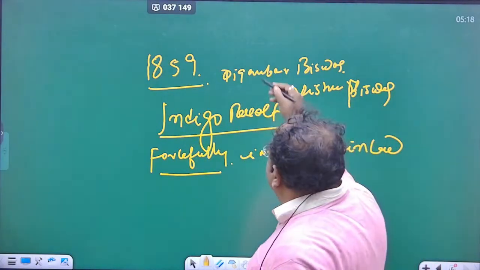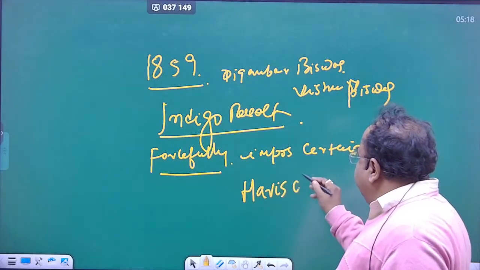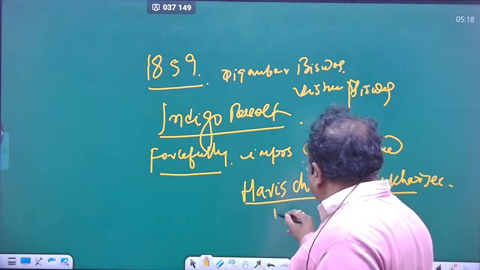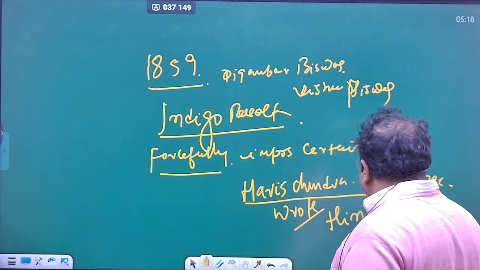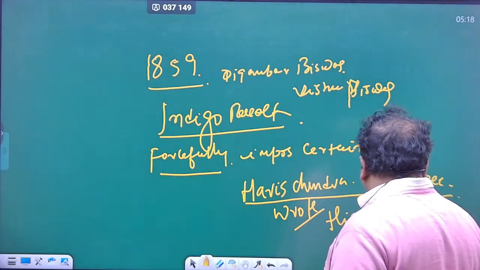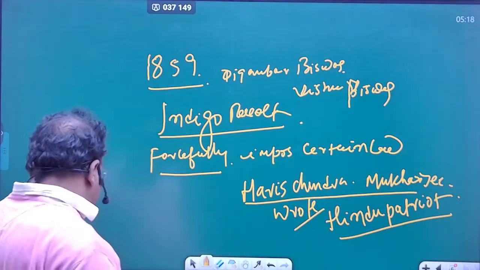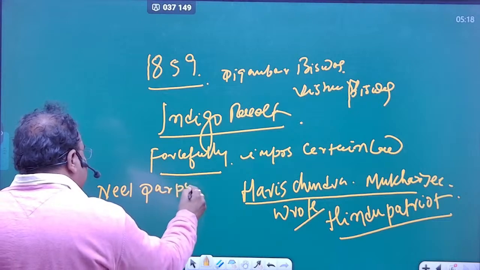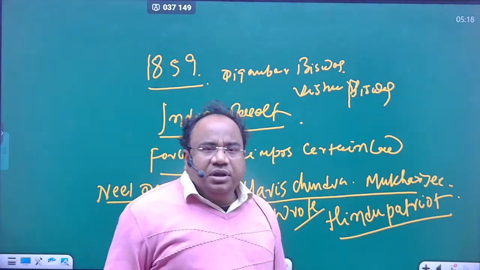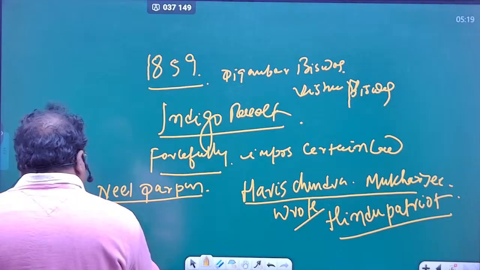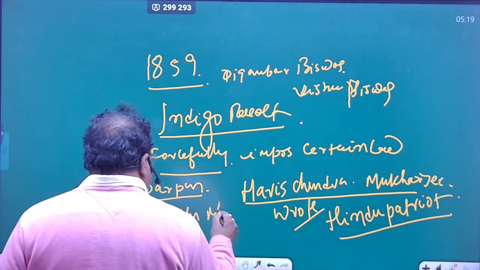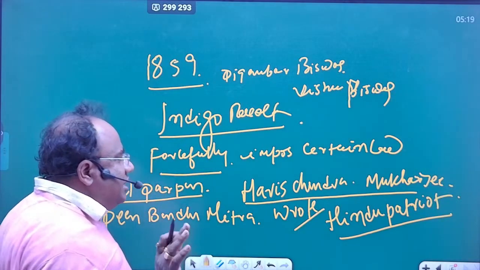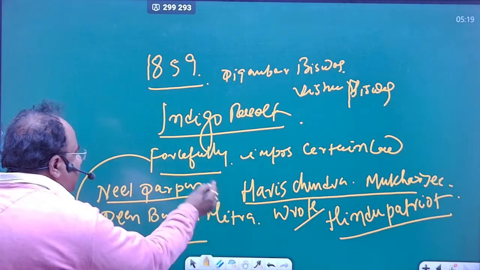You see, Harish Chandra Mukherjee wrote Hindu Patriot. Harish Chandra Mukherjee, please note down, wrote Hindu Patriot, related to the indigo planters' problem, right? And you see the Neel Darpan, a drama. It was written by Deen Bandhu Mitra, right? So I told you two very famous books. One is Hindu Patriot, Harish Chandra Mukherjee, related to indigo, and then Neel Darpan, that is by Deen Bandhu Mitra.